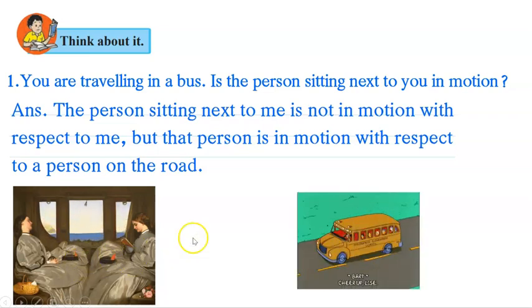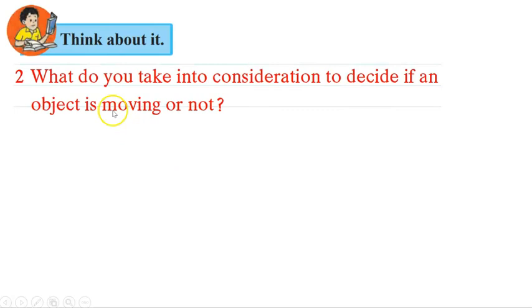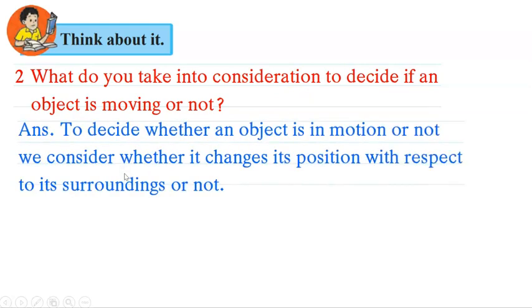Okay, again, here the bus changes its position with respect to surrounding. Therefore, this bus is in motion. Okay. Next, what do you take into consideration to decide if an object is moving or not? Okay. To decide whether an object is in motion or not, we consider whether it changes its position with respect to its surrounding or not.